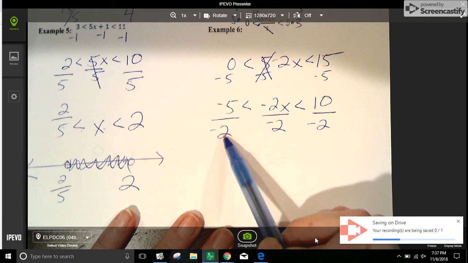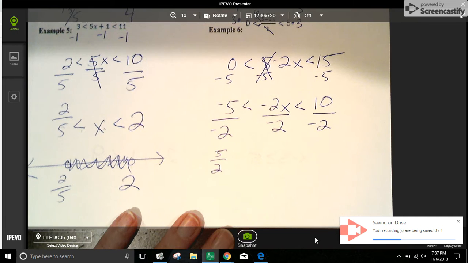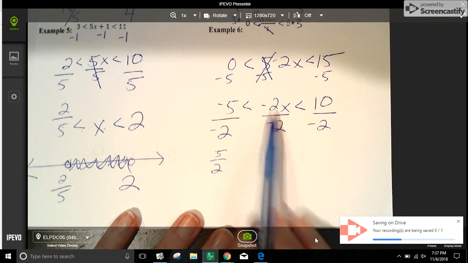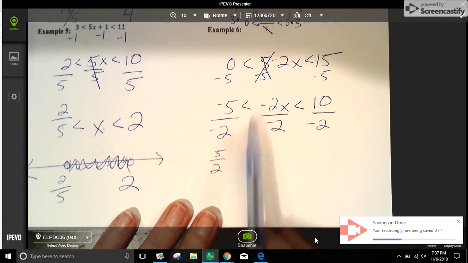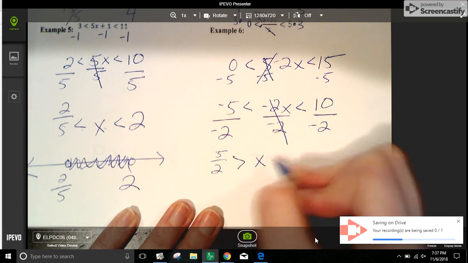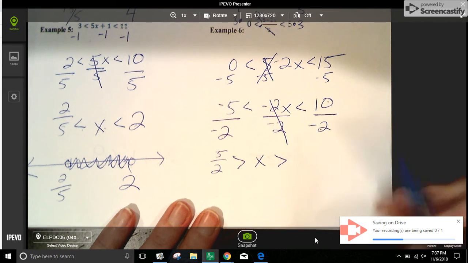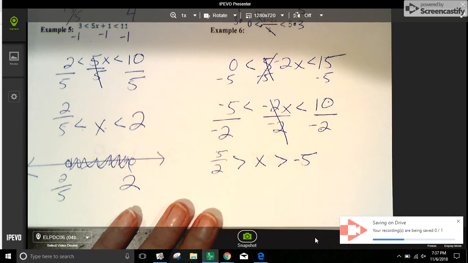So then -5/2 is the same thing as +5/2 because negative over negative is a positive. And then since I divided by a negative, I have to flip all my signs. So I have to flip this sign over, and I have to flip the other sign over. 10 divided by -2 is -5.